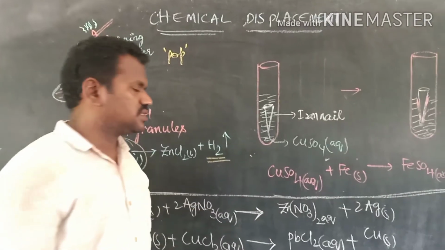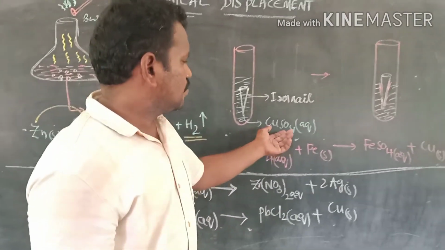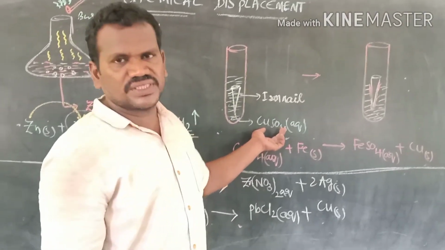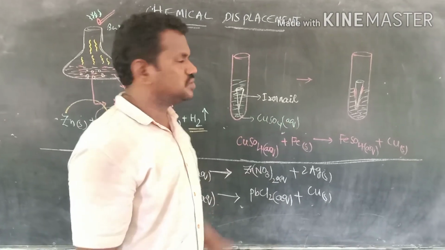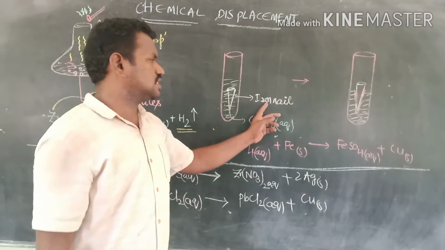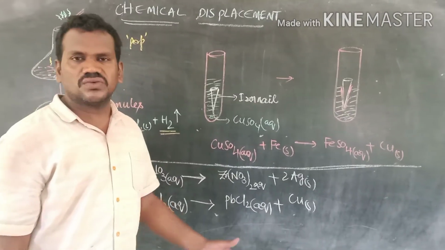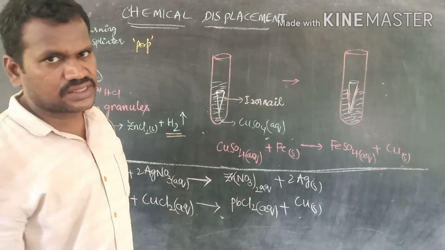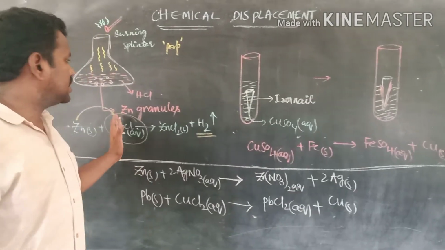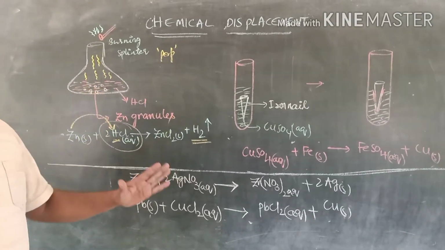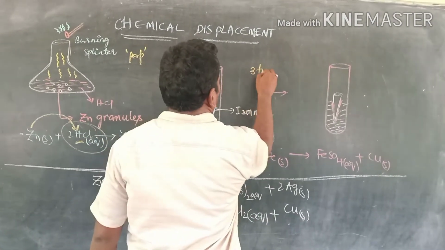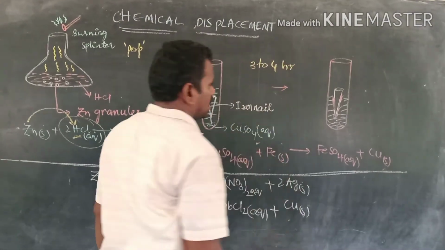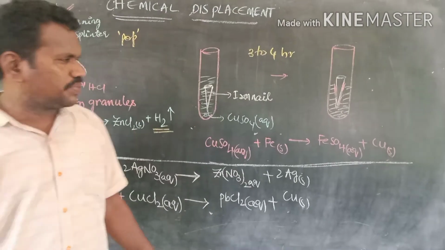Let us come to this example. We took copper sulfate, which is a blue colored solid, and converted it into an aqueous solution. We dropped a fresh iron nail into it. What happens after 3 to 4 hours? Of course, this is an instantaneous reaction, and it takes place within time. After 3 to 4 hours, what happens?